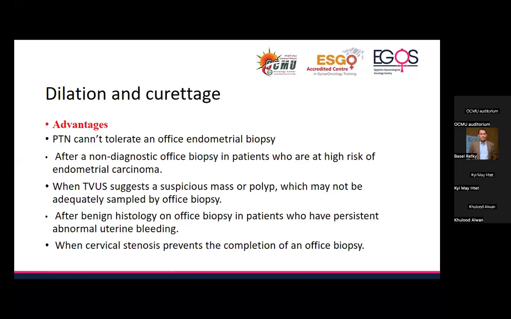The second method is DNC, dilatation and curettage. Advantage: if the patient can't tolerate an office biopsy, or after a non-diagnostic office biopsy, we will proceed to DNC. Also if TVS suggests a suspicious mass, either a polyp or a mass that can't be excised or biopsied by the pipelle biopsy. If the patient has benign histology but resistant abnormal uterine bleeding, we need another confirmative biopsy by DNC.